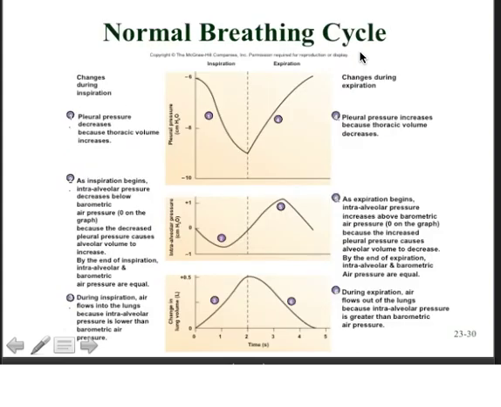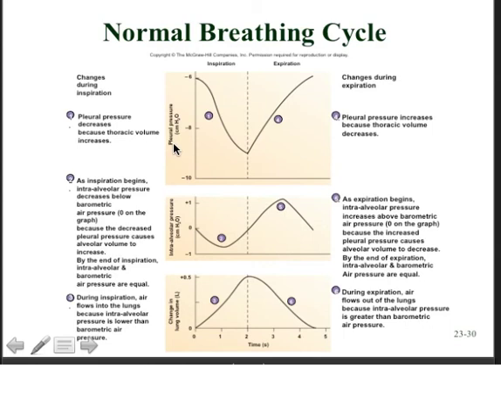If we start at the first diagram here, what we see is pleural pressure decreasing as the thoracic volume goes up. Just remember the perfect gas law, okay? So what's happening here, thoracic volume's increasing, pressure's going down. The diaphragm is flattening. Next thing that happens as inspiration begins, the intraalveolar pressure decreases below barometric, and because the decreased pleural pressure causes alveolar volume to increase, by the end of inspiration, intraalveolar and barometric pressure are equal.